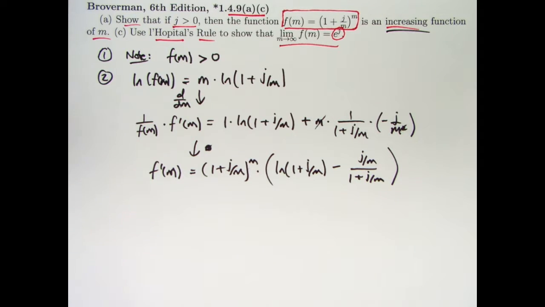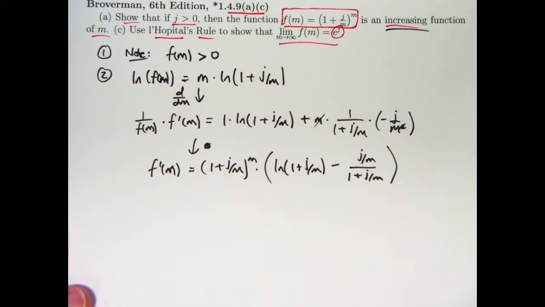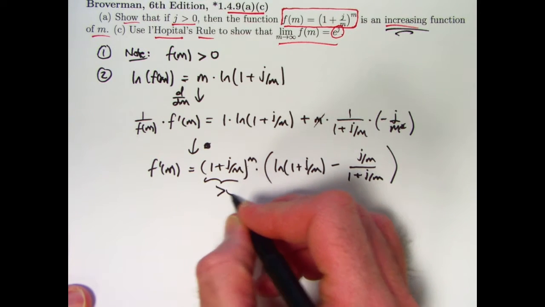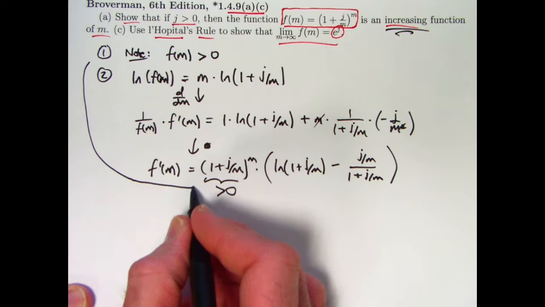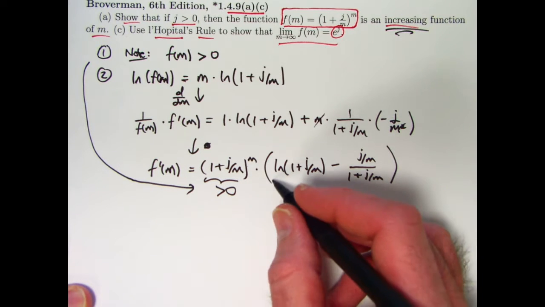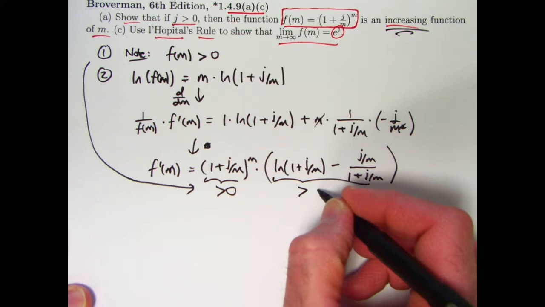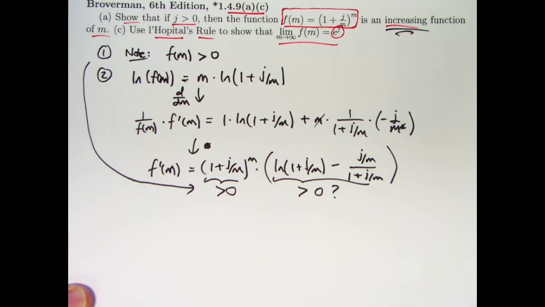Kind of nasty. What is our goal with this? Our goal is to show it's positive, because if we can show it's positive for all positive values of m, and j is a fixed positive number, that will mean the original function is an increasing function of m. Looks kind of difficult. This is definitely positive, by observation 1. There we used it. So the key thing is to show, is this positive? I'll put greater than 0 question mark. Is that positive?